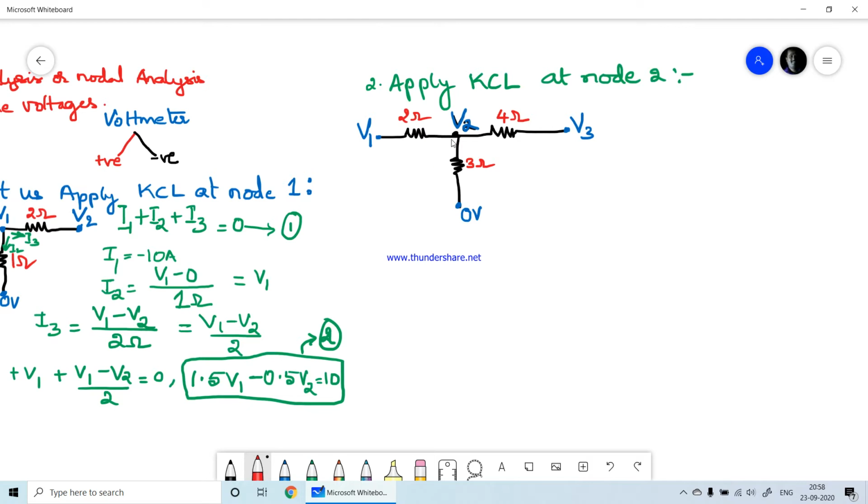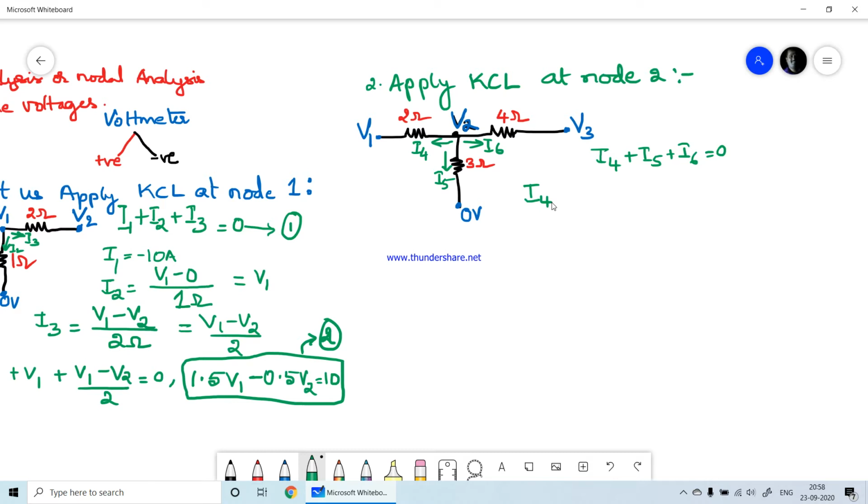I'll mark all the currents leaving node 2. I have assumed I1, I2, I3 already, so here I'll assume 3 currents leaving the node, which are I4, I5 and I6. Therefore if I write the KCL for node 2, I'll get I4 plus I5 plus I6 equals 0. Now what is I4? Let us write I4.